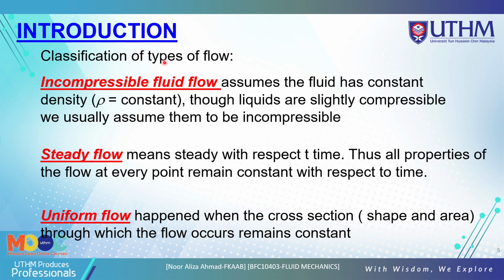Okay, now we look at the types of flow. They have the incompressible fluid flow that assume the fluid has constant density. Liquids are slightly compressible, we usually assume them to be incompressible. Okay, the steady flow means steady with respect to time. So thus all properties of the flow at every point remain constant with respect to time. Okay, uniform flow happen when the cross-section shape and area through which the flow occurs remain constant.